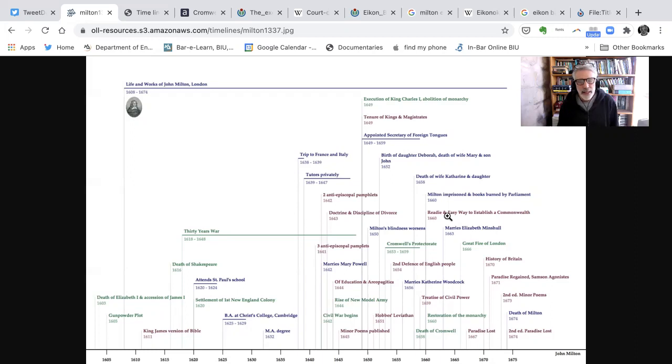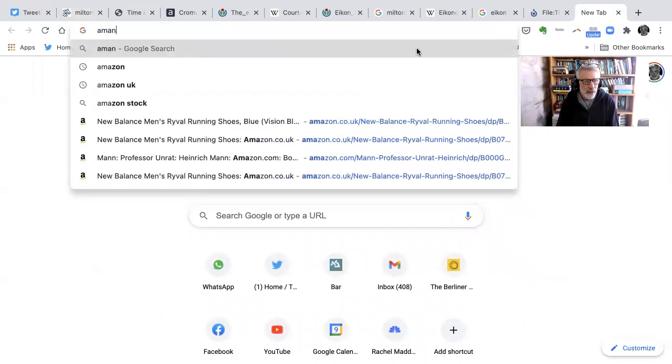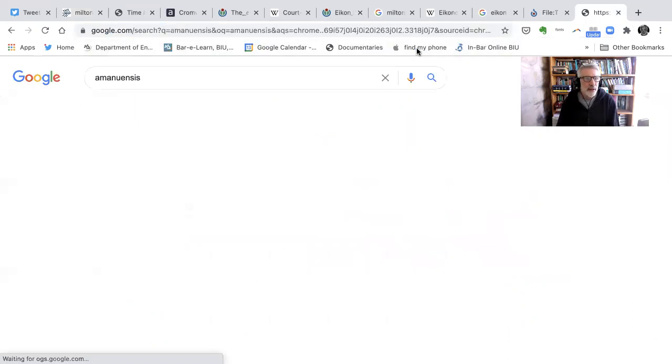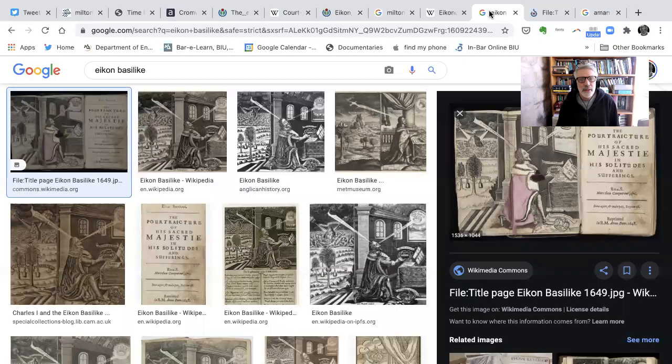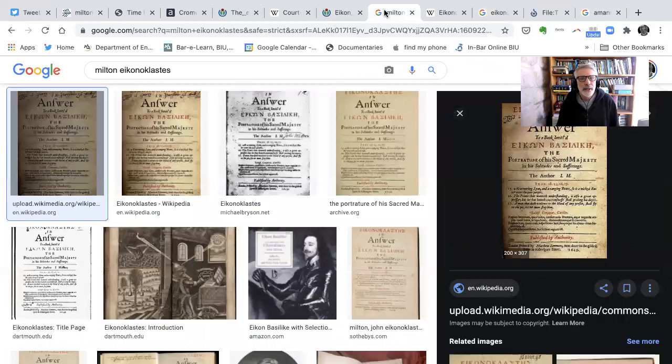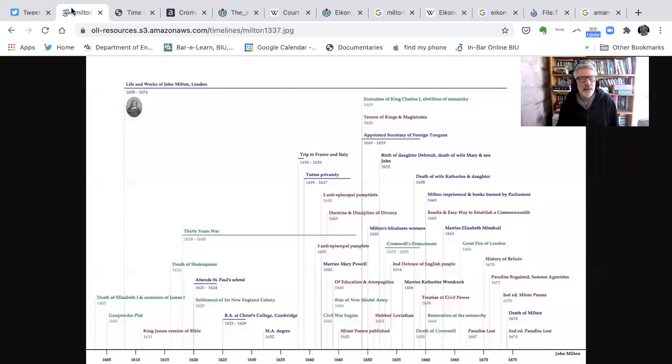So Milton ends his life blind. He writes Paradise Lost really by reciting it to his daughter, because he's blind. She is his amanuensis. Can I write that down? Amanuensis, she's the one who writes down Paradise Lost as he recites it to her in his blindness. So there really is very much for Milton at the end of his life this sense of despair.